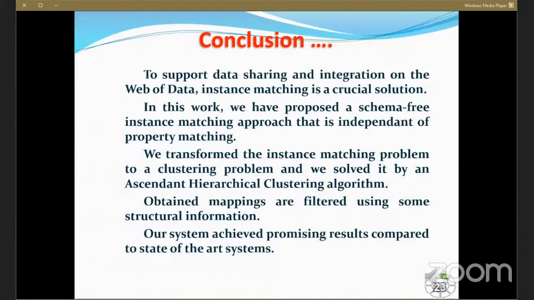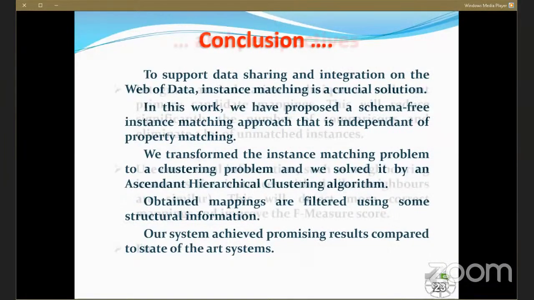As a conclusion, to integrate data in the Linked Open Data cloud, instance matching is a prominent solution. In this paper, we have proposed a schema-free instance matching approach that is independent of property matching. We transform the matching problem to a clustering problem, and we solve it by ascending hierarchical clustering algorithm. Obtained mappings are then filtered based on some structural information.